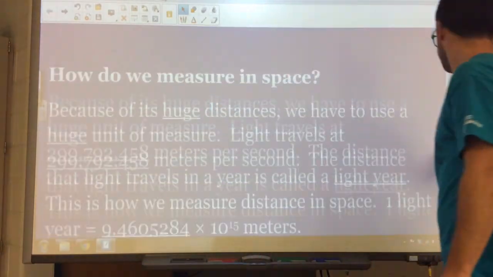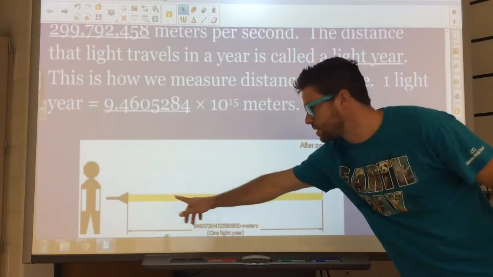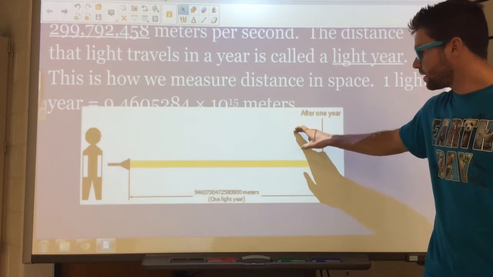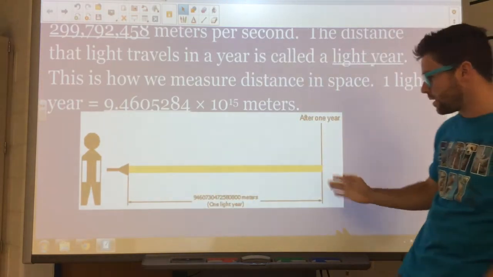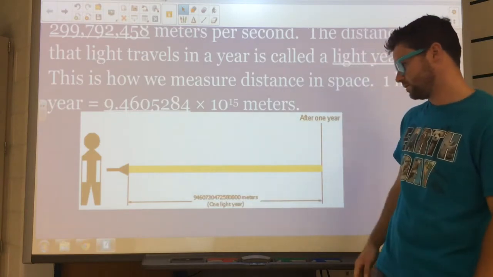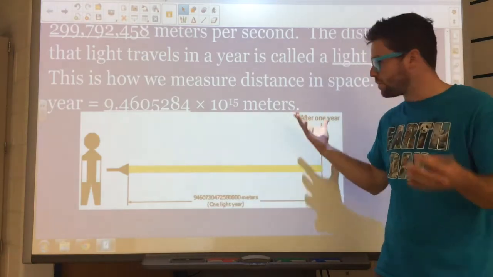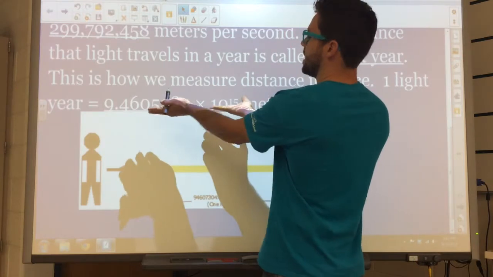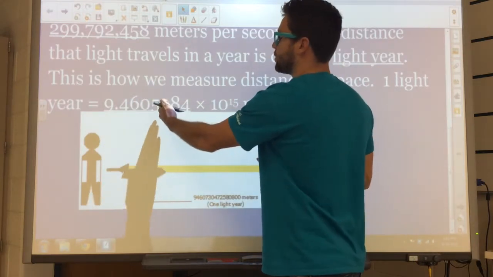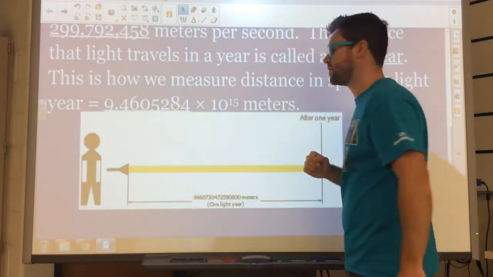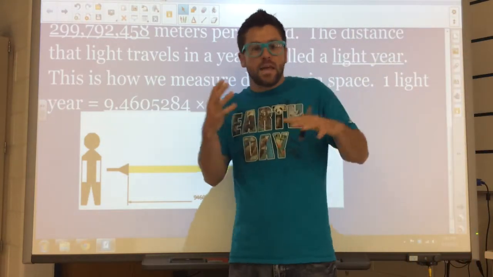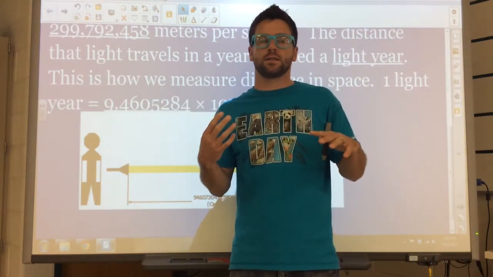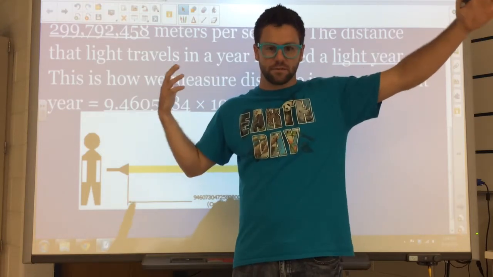So this is a simple illustration, okay? It shows you turn the light on, and in one whole year, it would travel that far. Numbers are a little different, but for the most part, it's right here. 9.4605284 times 10 to the 15th meters. Crazy. So we need that big, huge, large number because we're dealing with massive distances.